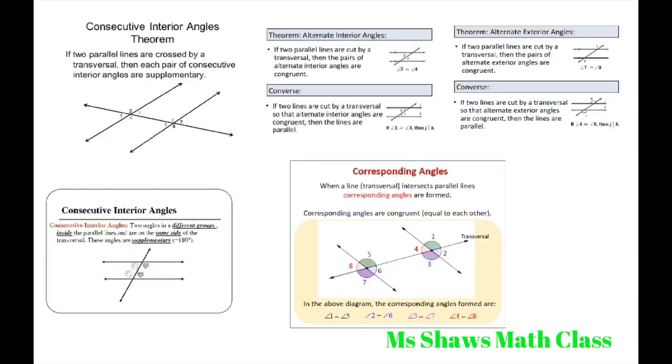And here are your theorems. I put all of them here if you want to take a look at them. It has a lot to do with two parallel lines being cut or crossed by a transversal. So if you want to look through that, they're either congruent or supplementary. And that's it.